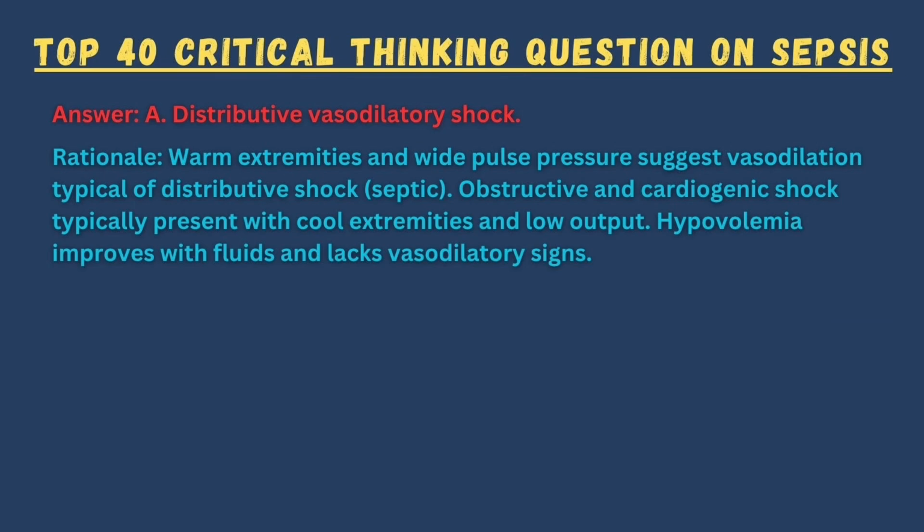Answer: A. Distributive vasodilatory shock. Rationale: warm extremities and wide pulse pressure suggest vasodilation typical of distributive shock, septic. Obstructive and cardiogenic shock typically present with cool extremities and low output. Hypovolemia improves with fluids and lacks vasodilatory signs.